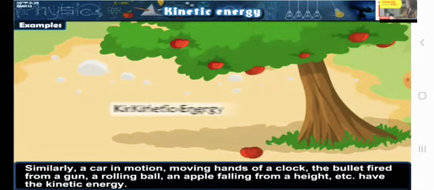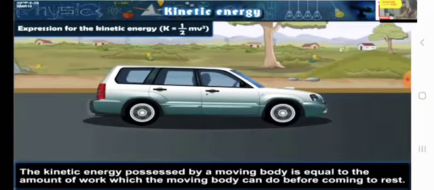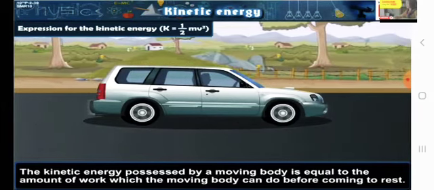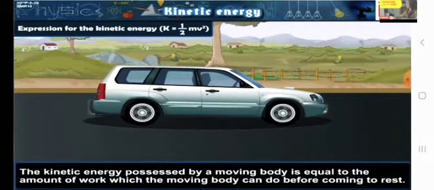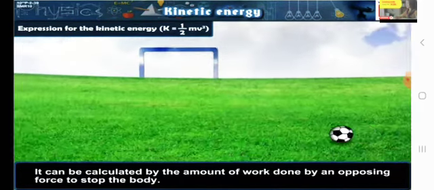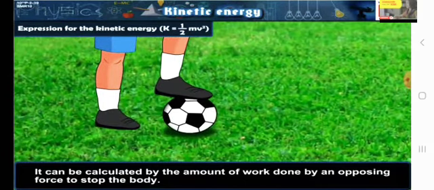have the kinetic energy. Expression for the kinetic energy: K is equal to 1 by 2 mv square. The kinetic energy possessed by a moving body is equal to the amount of work which the moving body can do before coming to rest. It can be calculated by the amount of work done by an opposing force to stop the body.